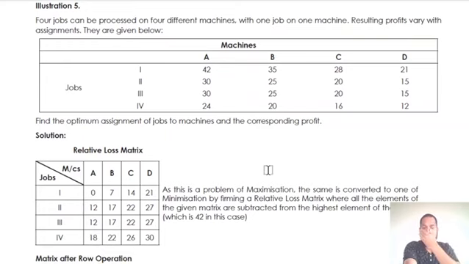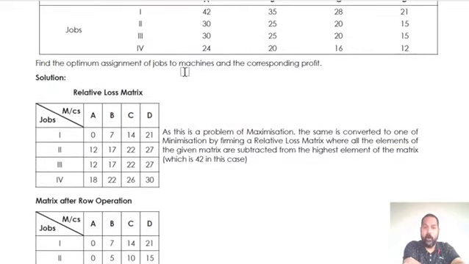Question number 5 says that 4 jobs are processed on 4 different machines with 1 job on 1 machine only. Resulting profits vary with assignment. So what is given to you in the table is profits, and profits have to be maximized. These are 4 jobs and 4 machines that can do the 4 jobs. Find the optimal assignments of jobs to machines and the corresponding profit. See, this is intelligent. They didn't tell you that you have to maximize. They said, give me the optimal profit.